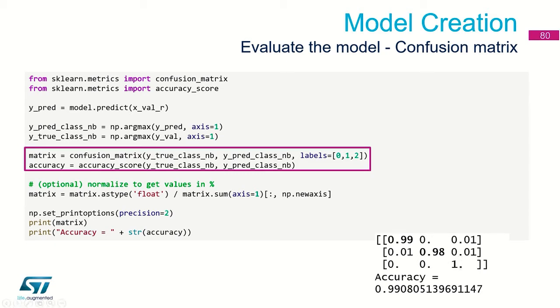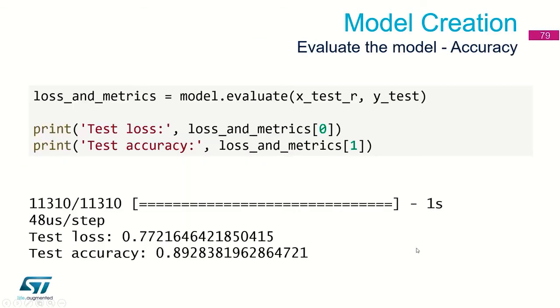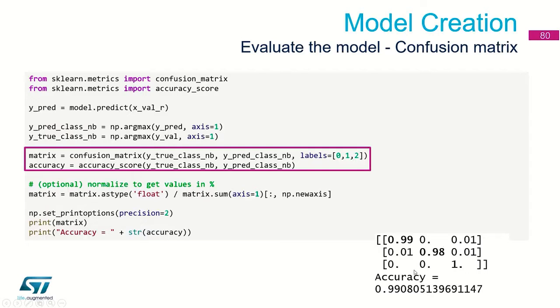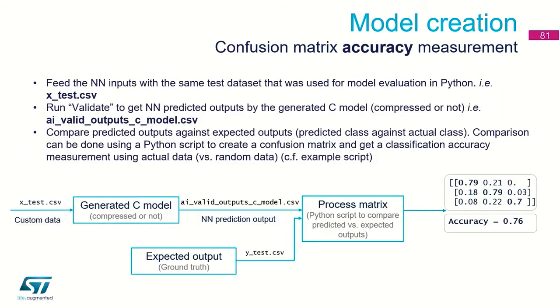So this accuracy here is a little bit different from the overall accuracy, because it is just a mean of the diagonal of the matrix here. So it is 0.99.